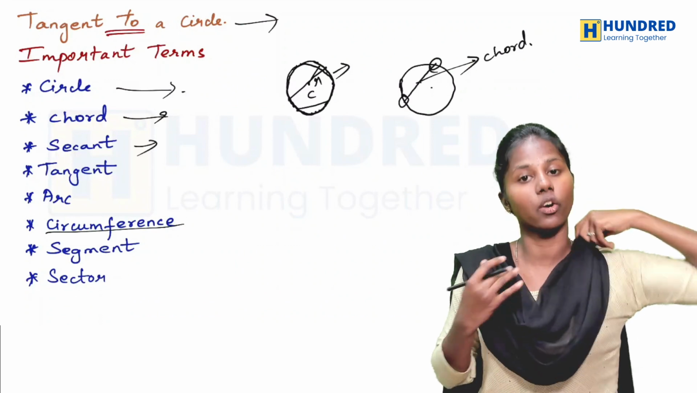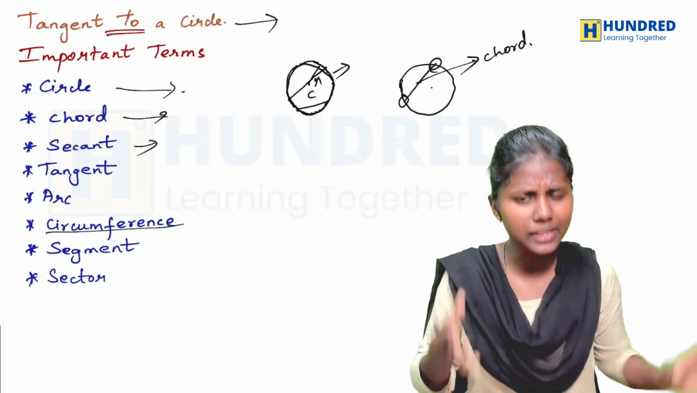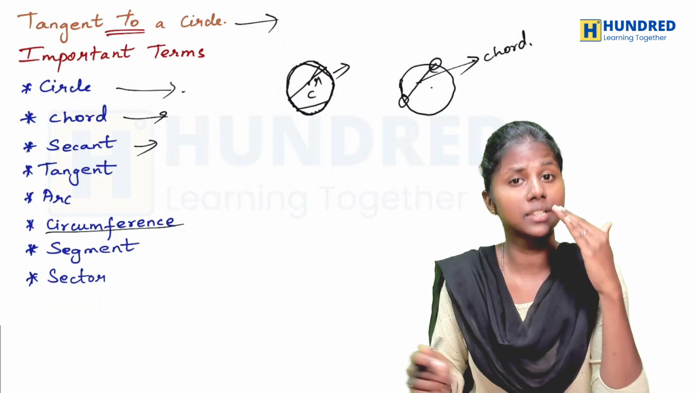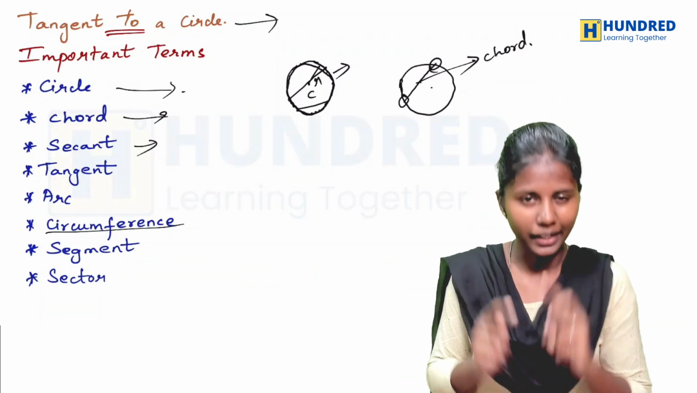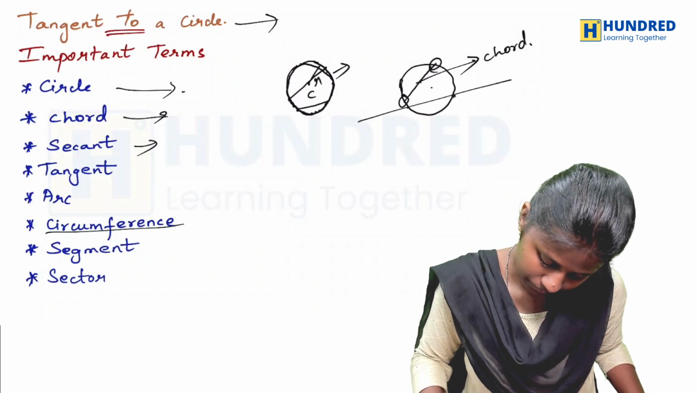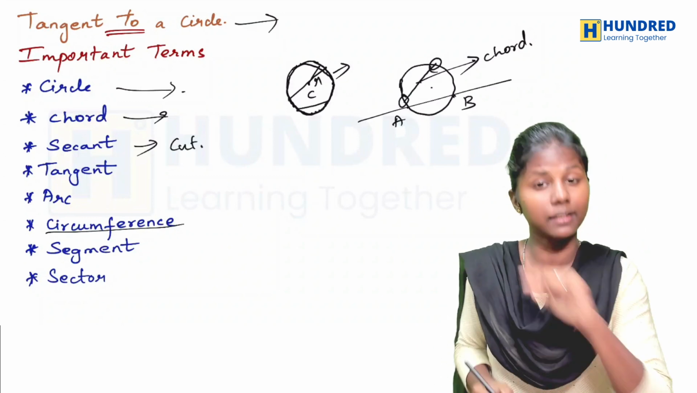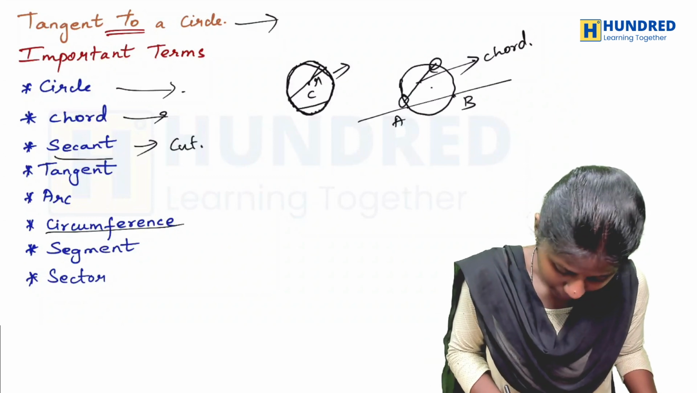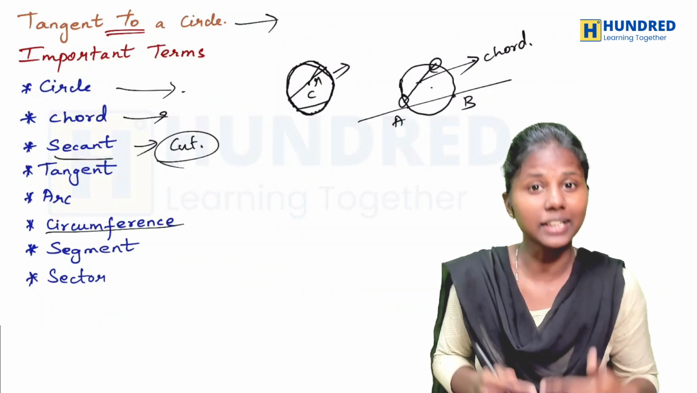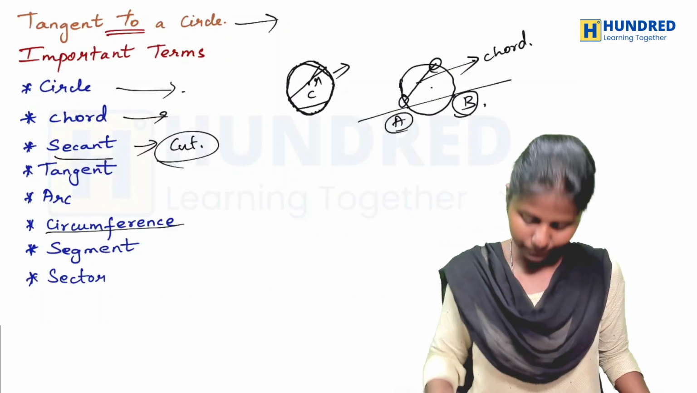And the next term is secant. A secant is a line which cuts the circle at exactly two points. Secant means cut in Latin. So it is going to cut the circle at two points.